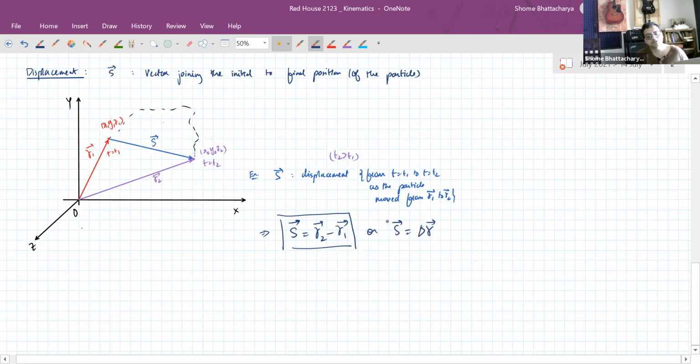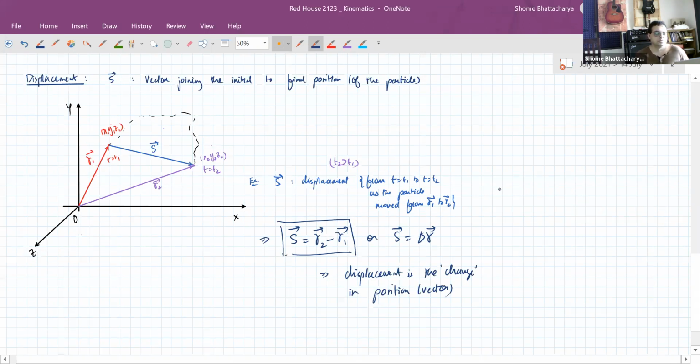It is a change in position vector. So we can say in words that the displacement is the change in the position. Of course, thinking of it as a vector quantity. Okay, so with the help of vectors, our definition of displacement becomes something even simpler. It is just the difference of the final position vector minus the initial position vector.